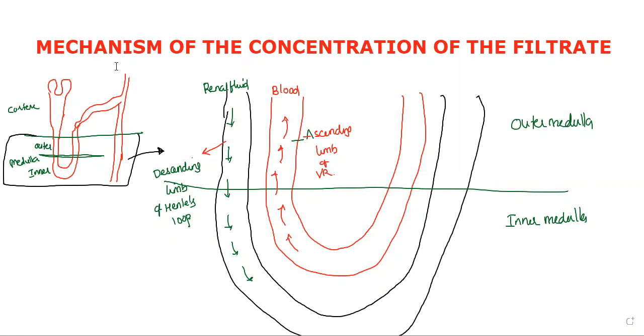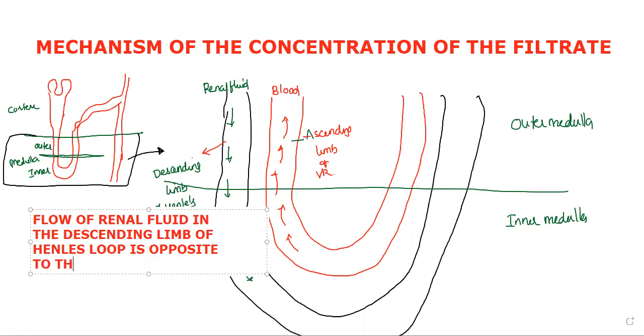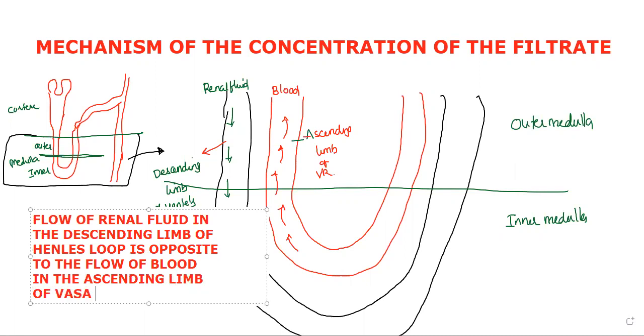Let me write here itself, to understand much better, I am giving the theoretical format for the lines we drew. The flow of renal fluid in the descending limb of Henle's loop is opposite to the flow of blood in the ascending limb of vasa recta. Is it clear? What I showed, I made in the form of a theoretical statement.